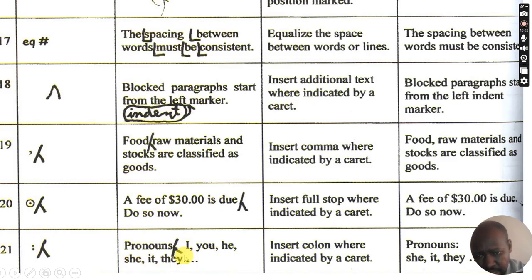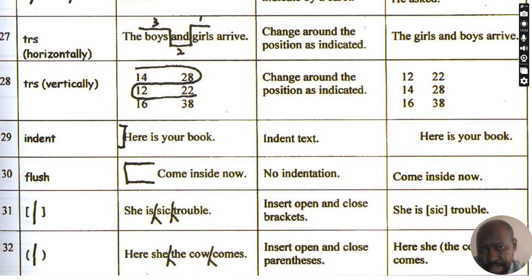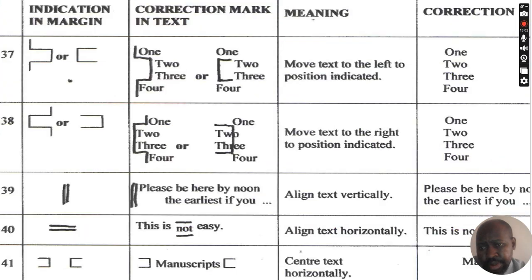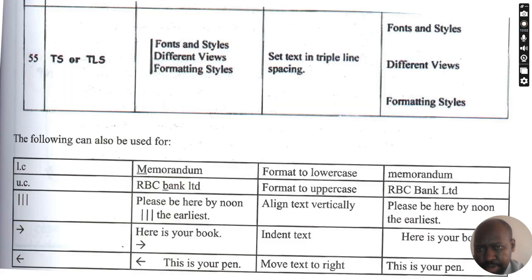This one, they've put it here. So here there is a semicolon. No, it's a colon. Sorry for that. It's a colon. So these manuscript signs are what you must learn and understand. There are a lot of them. The only way is to learn and understand them, so that when you find them in the question paper, they don't puzzle you. Okay, that was manuscript signs.